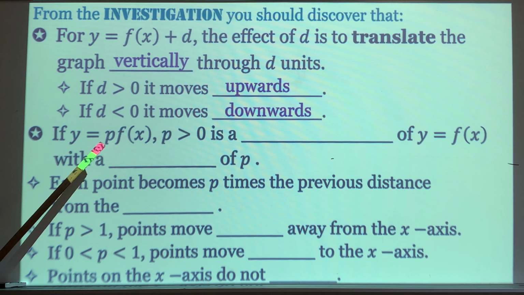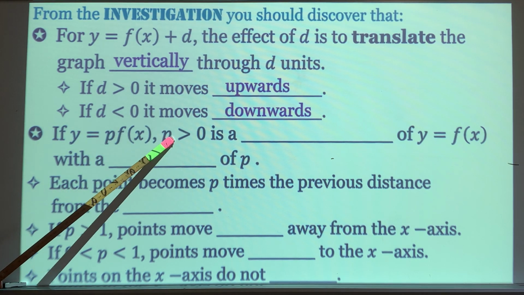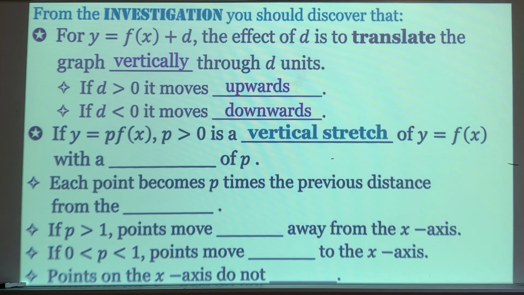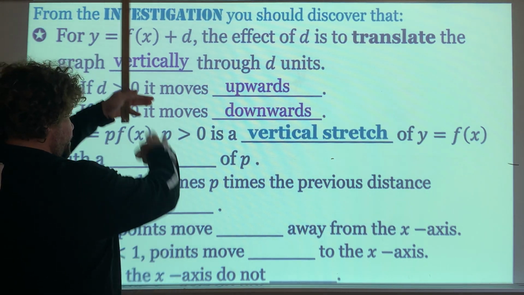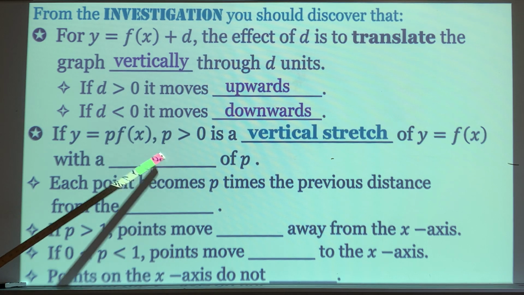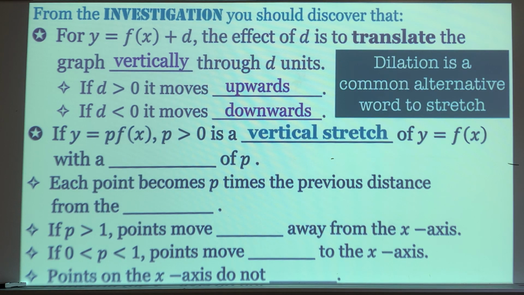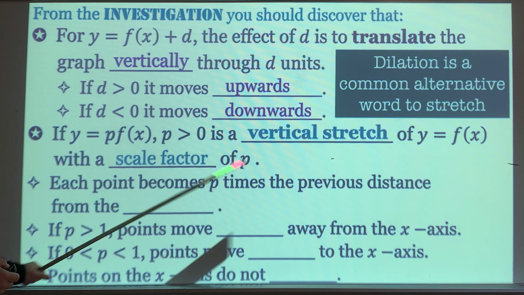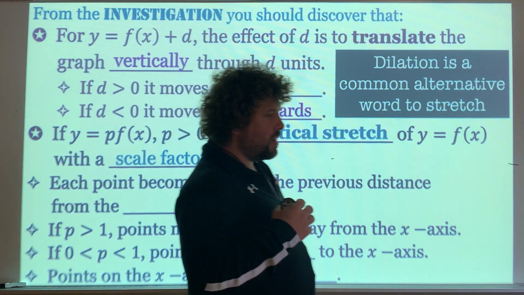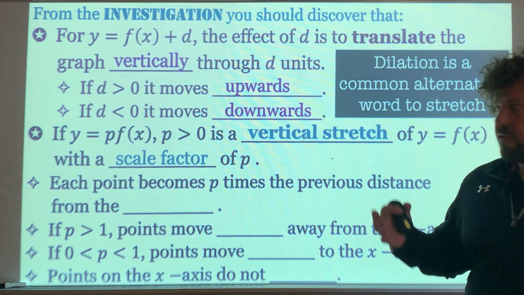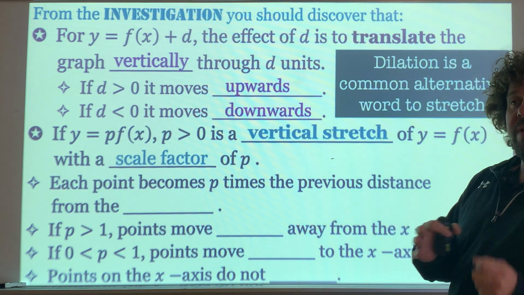Part 2, if y equals p f of x and p is greater than 0, it is a vertical stretch, meaning you're stretching f of x up and down. Dilation is another word for stretch, just so you guys know. And it has a scale factor of p. All right, so that's your scale factor. So if p is greater than 1, you're making your figure larger.